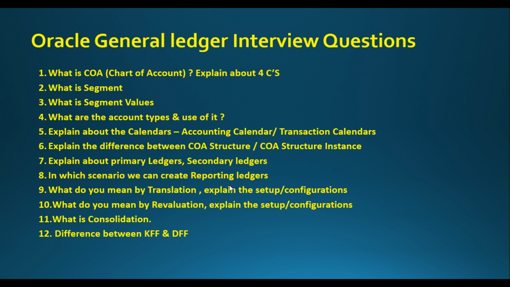Say for example, starting with company, then you can have a department, then an account, then a product, a market, intercompany, future one, future two, like this. These are called basically segments. It defines the attribute of a particular segmental behavior of a chart of account, right?